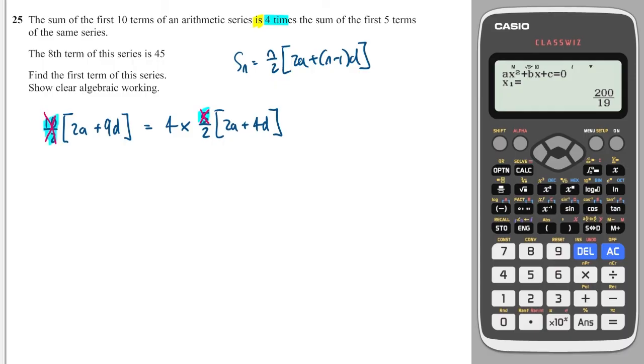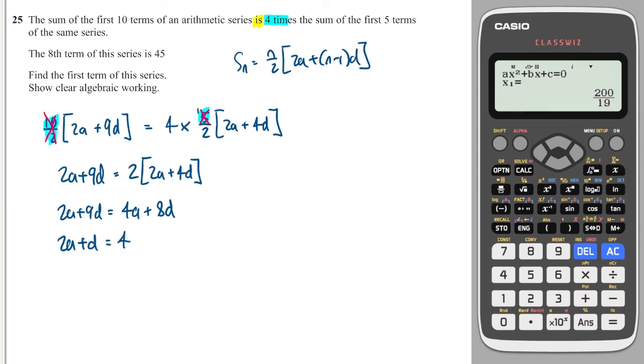So all we have left is 2a plus 9d. And over here we've got 4 times by 1 over 2, which is a half, and 4 times a half is 2. So that's 2 lots of 2a plus 4d. Okay, we can simplify this further to get an expression all in terms of a's and d's. And then we can minus 8d from both sides. And we can minus 2a from both sides, so we get that d is equal to 2a.